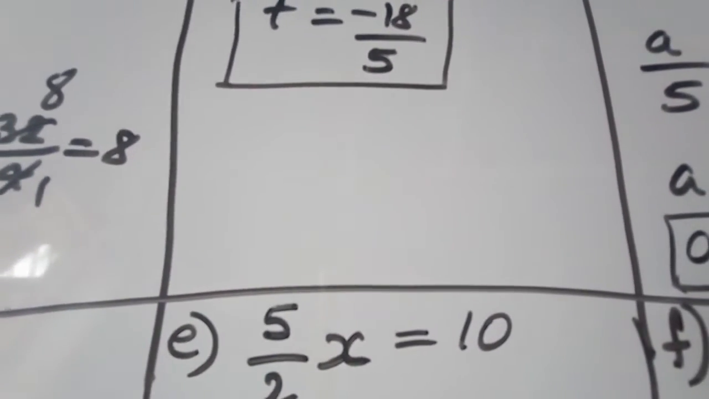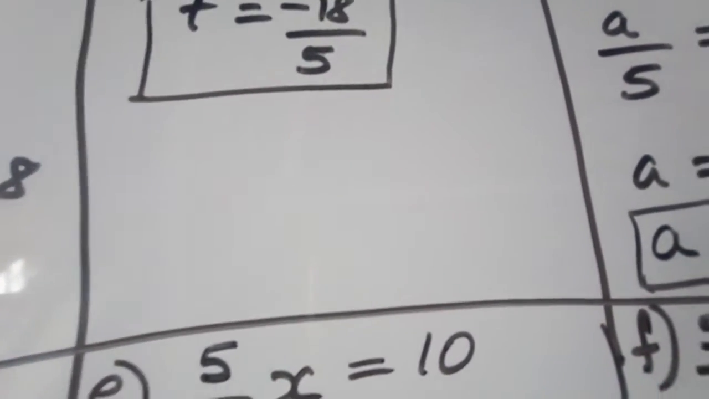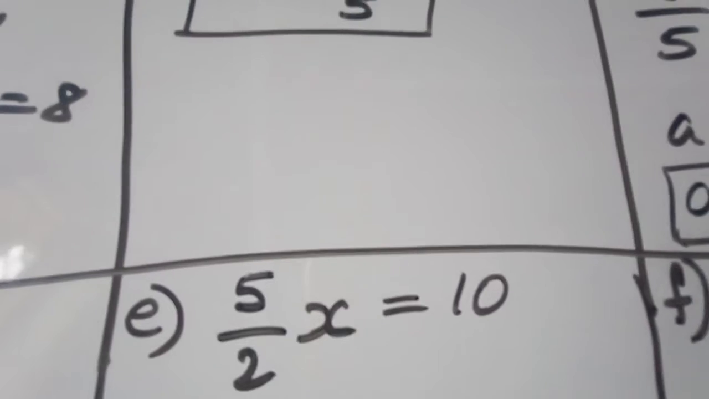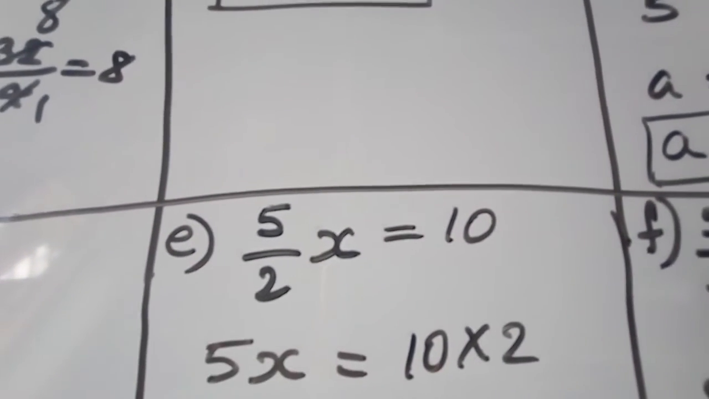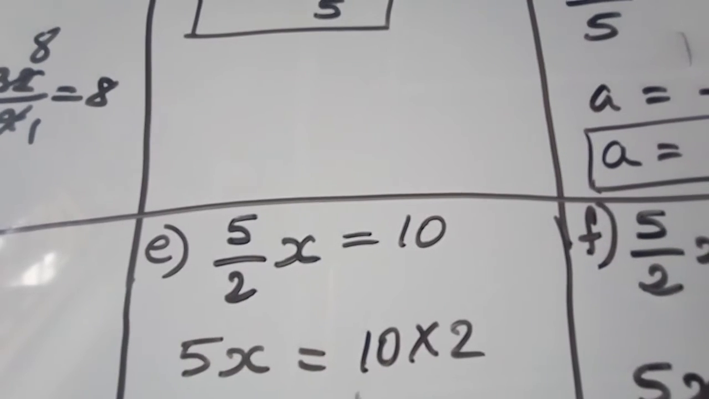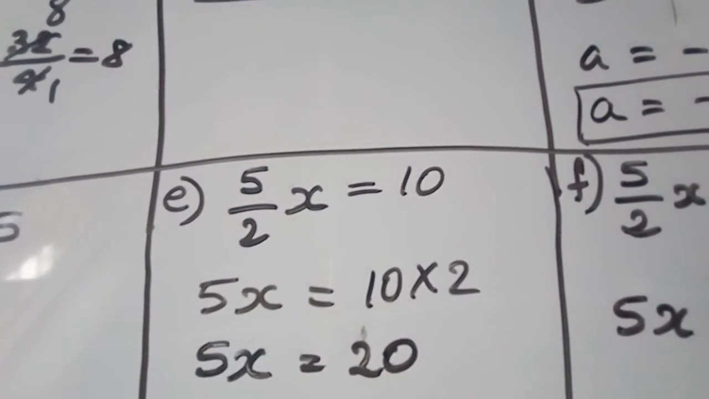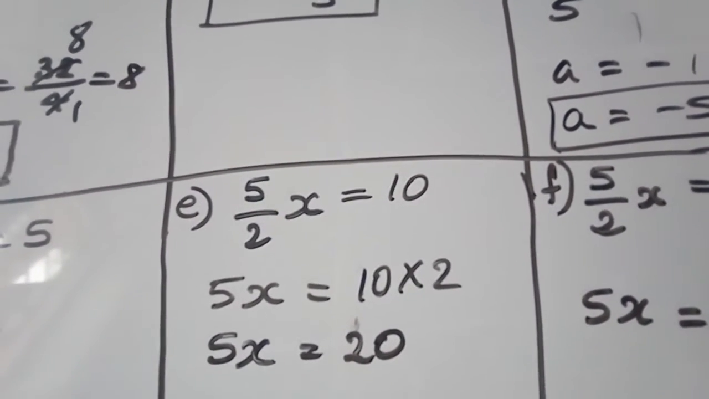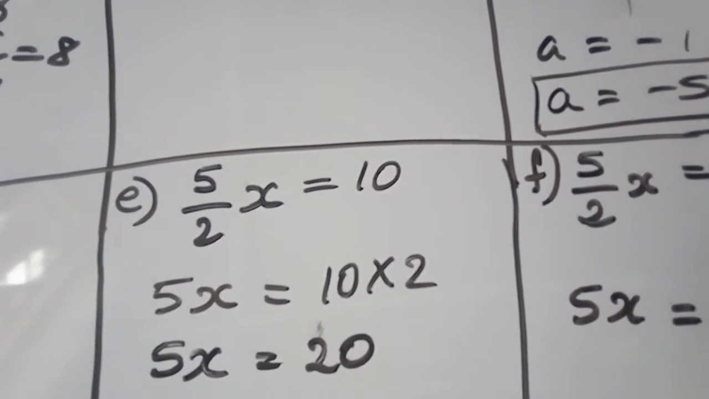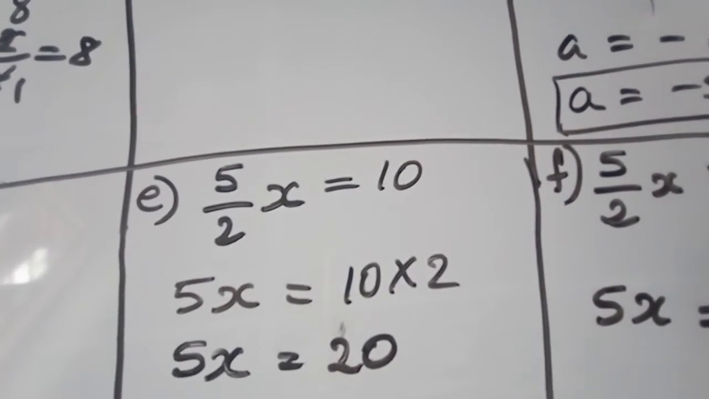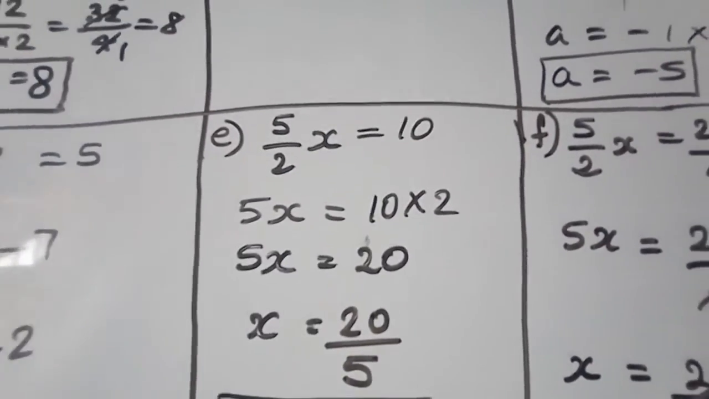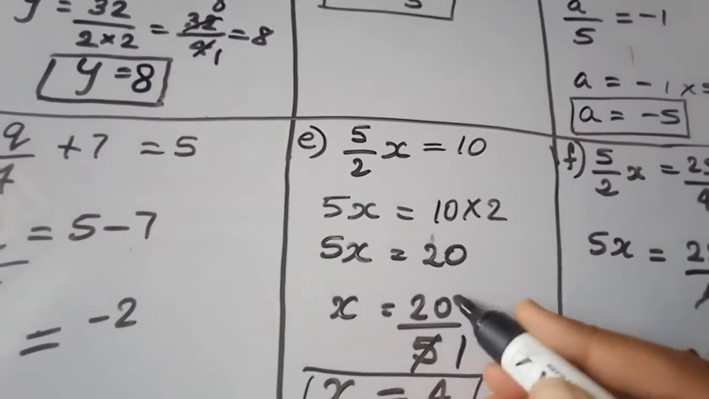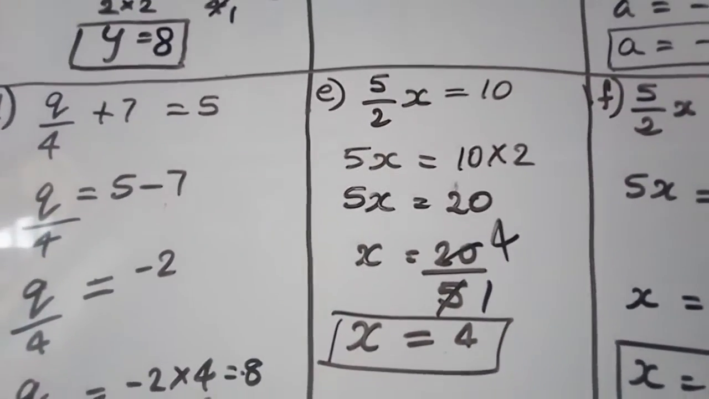E question. 5 by 2x is equal to 10. 5x is equal to, I want to shift this 2. 2 is here in division, so when I am shifting, it becomes multiplication. So 5x is equal to 10 into 2. It becomes 20. 5x is equal to 20. x is equal to, I have to shift this 5, it is multiplied with the variable, so it becomes division. So 20 divided by 5. 5 4s are 20. So x is equal to 4.